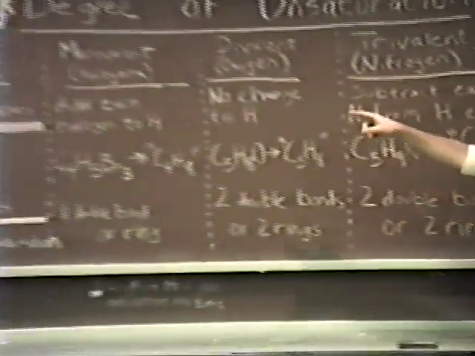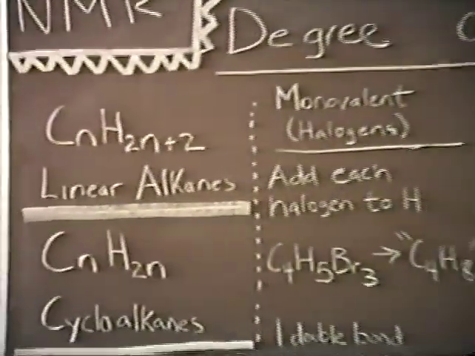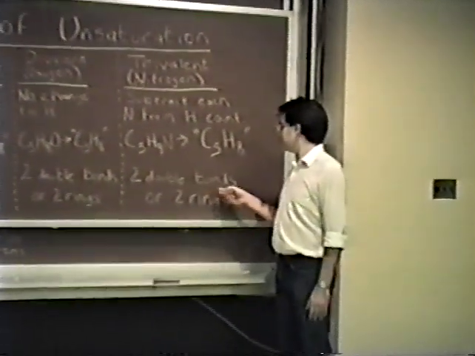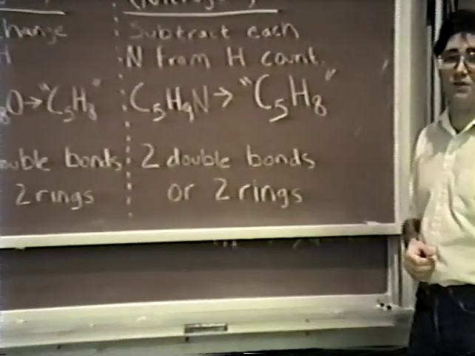Once again, if I look at the linear alkanes equation over there, I'm missing 4 electrons, so that means I've got 2 double bonds, or the formation of 2 rings. In your case, you'll have 2 double bonds forming.